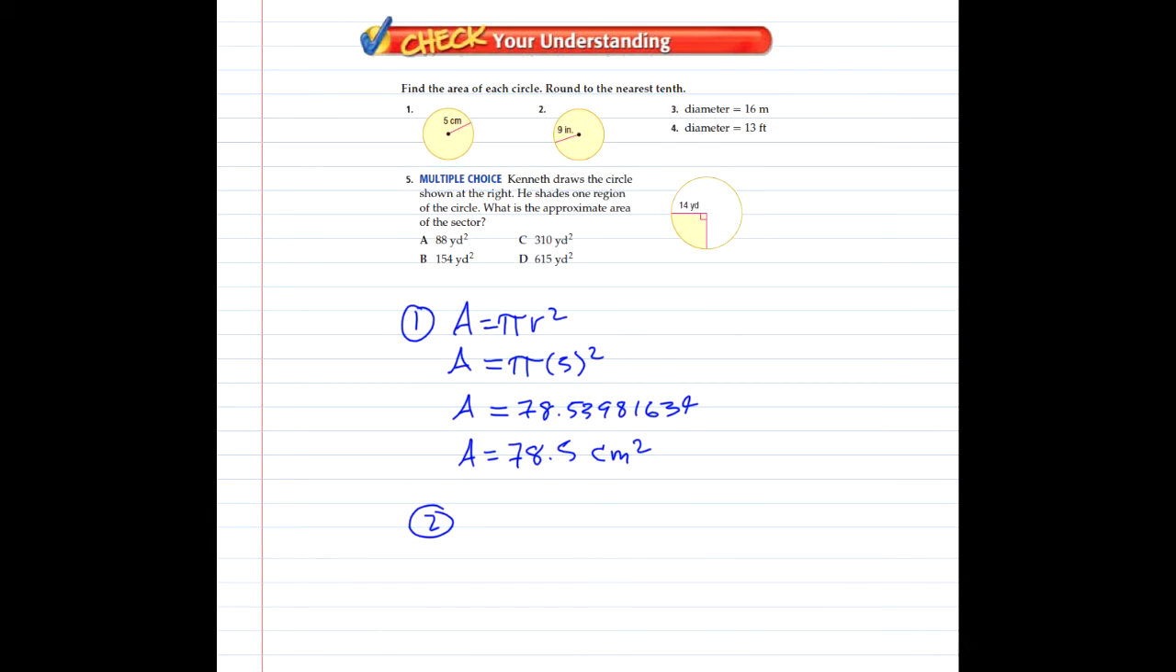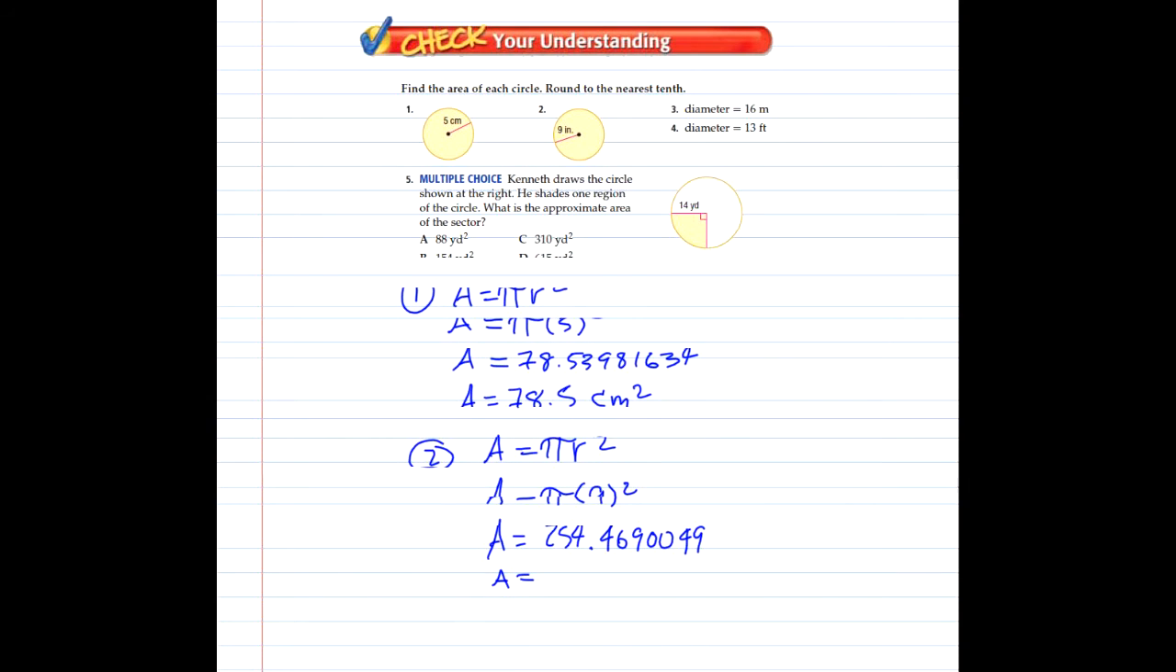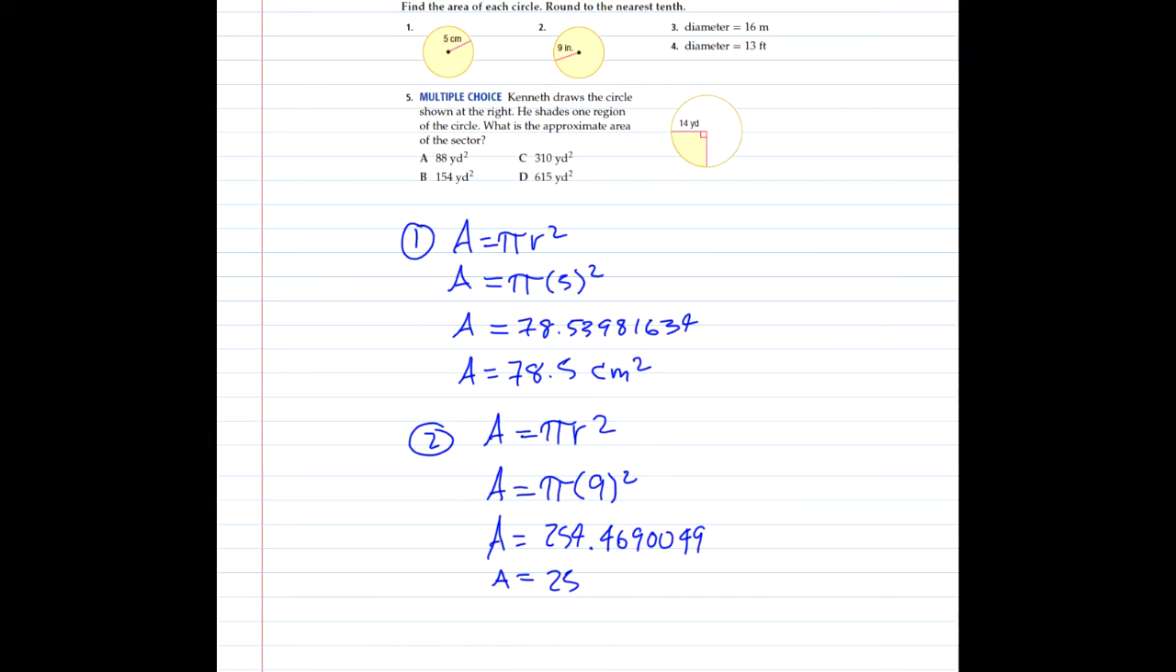Number 2, area equals pi r squared. In this case, they give me 9 as a radius, so it's 9 squared. With my calculator, I get 254.4690049. To the nearest tenth, 254.5, in this case, inches squared.